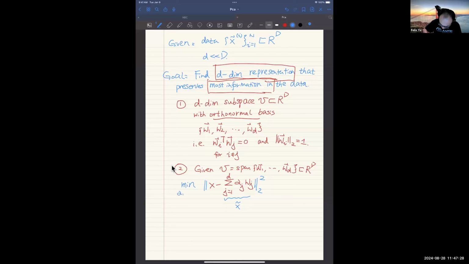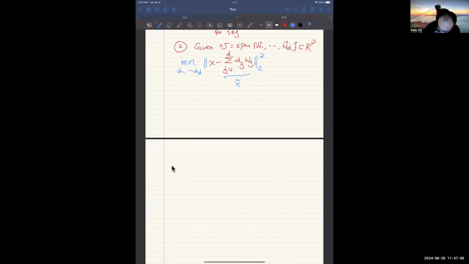and we want to minimize over alpha 1 to alpha d, right? Such that this x2 can approximate x as much as possible. That keeps the most information here. In particular, this summation, this alpha j wj, which here I call x2, is actually in the subspace of V.